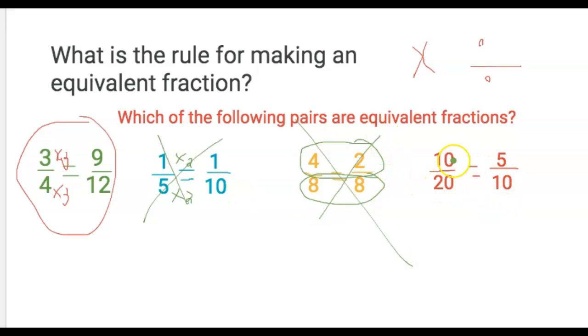Okay, let's look at our last one here. We're going from 20 to 10 and from 10 to 5. So to see if this is equivalent, we have to see if it's changing by the same amount. So 20 times nothing equals 10, but 20 divided by 2 equals 10. So if we divide the top by 2, does it equal 5? So 10 divided by 2 is 5. So yes, this is an equivalent fraction.